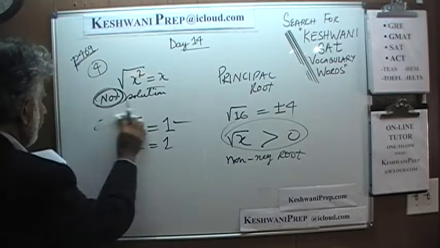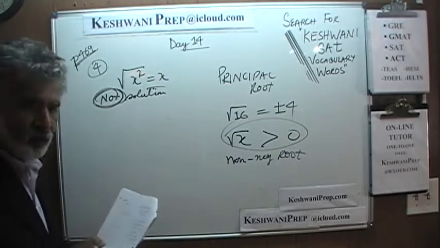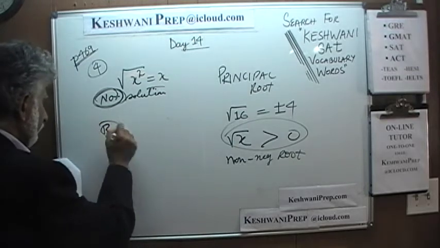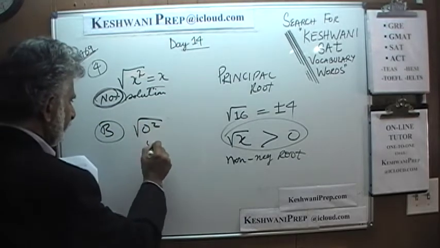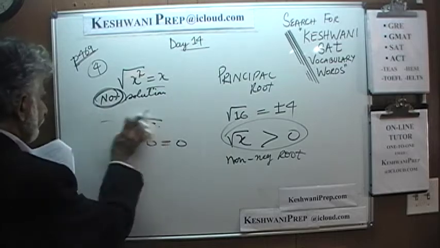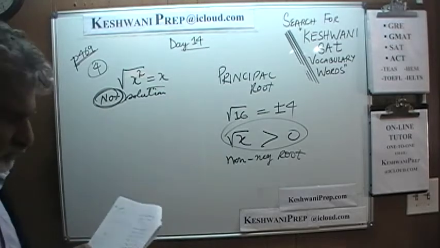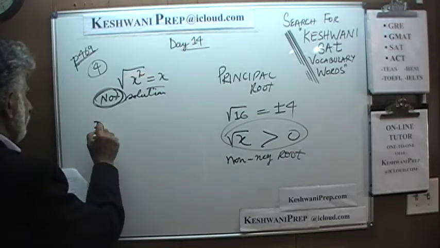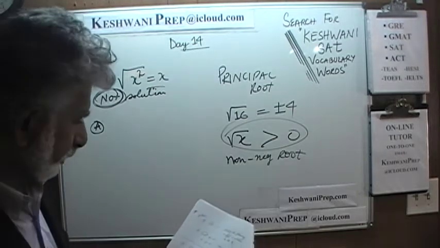C is also okay, and so is B, because B is just 0. This B is also okay, because it's just 0. The square root of 0 is just 0. Let's look at answer choice A, shall we? I wonder what the right answer to this problem is.